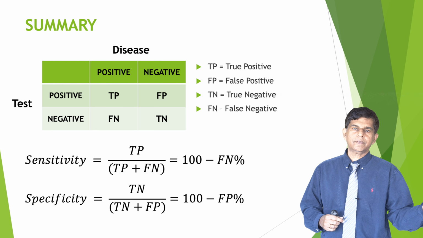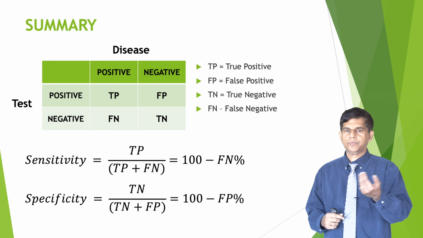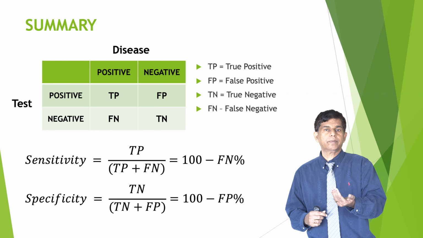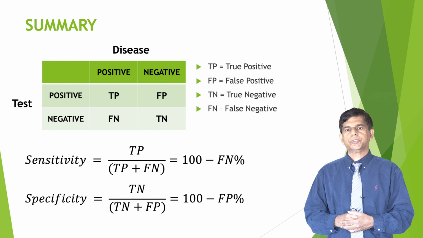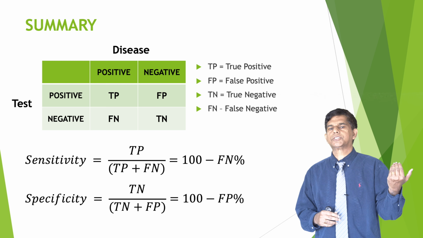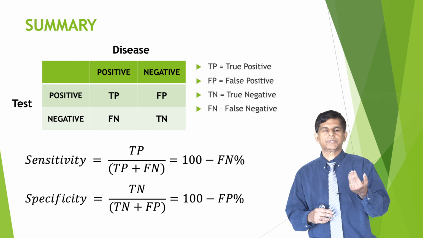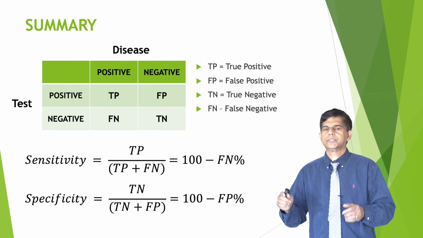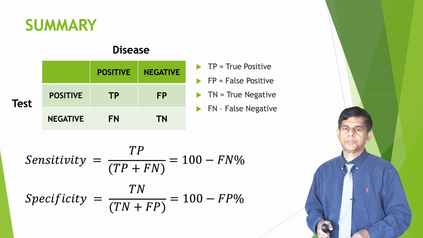Okay. In summary, again, the whole formula right here. Sensitivity is true positive divided by true positive plus false negative, which also equals 100 minus false negative percentage. And the specificity is true negative divided by true negative plus false positive, which equals 100 minus false positive percentage.